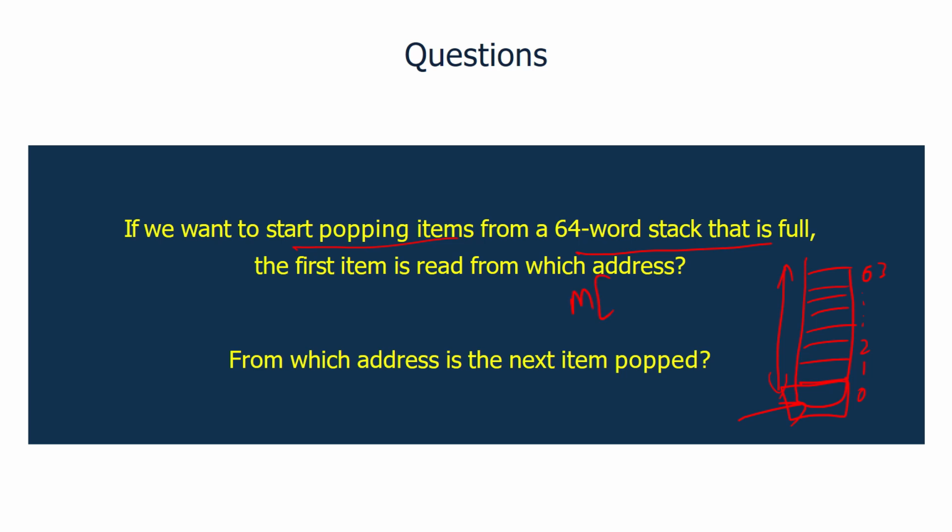So M0 will be popped into DR as the first element to be popped, and the second item to be popped is when we decrease this SP, 0 minus 1, so we will reach this value 63. So my value at 63 is the second item to be popped.